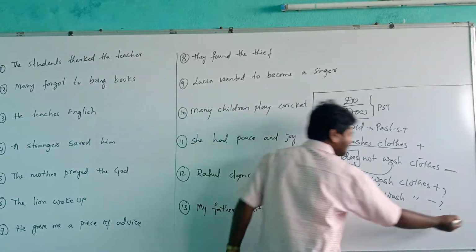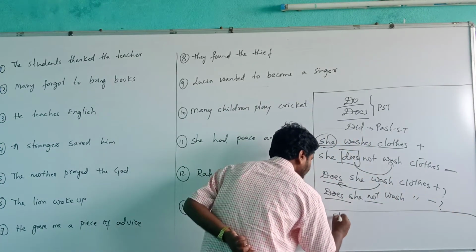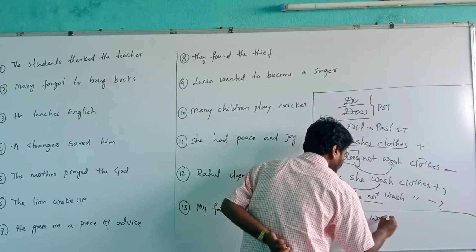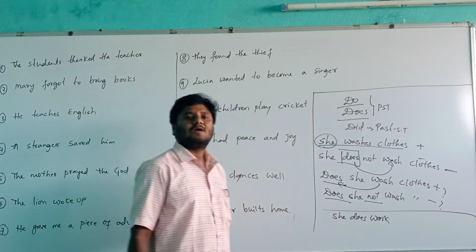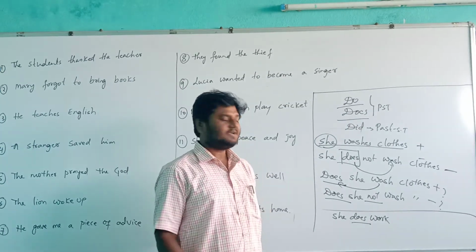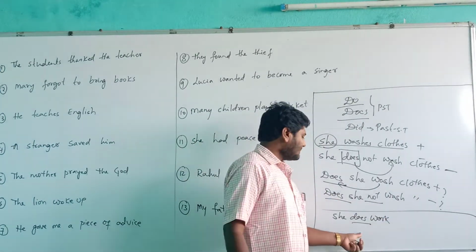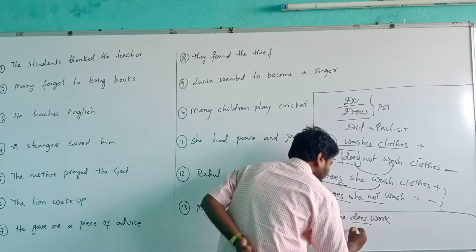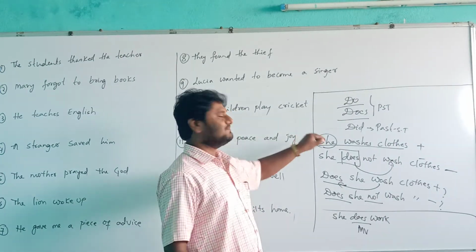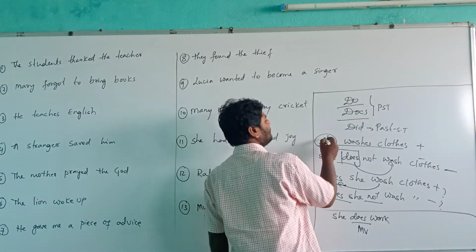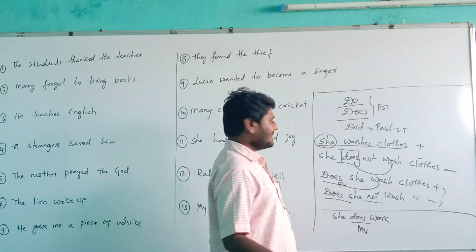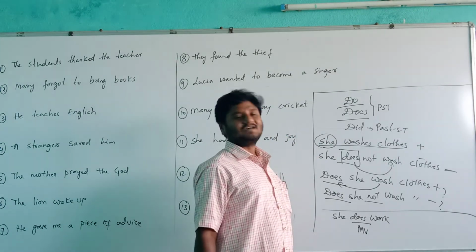Okay. Now the next sentence what I have. She does work. Now here does is a main verb and work is an object. Work is an object. She does work. So work is an object here. So here does is the main verb. So when we have present simple tense for the singular subject, he, she, it, the third person singular, we can use does.